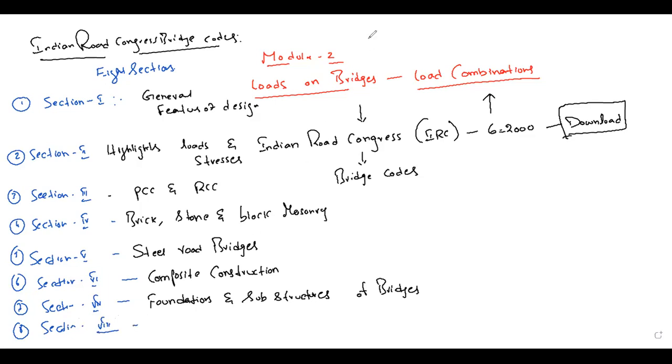Section 8 is finally about the bearings. If you want to know what the different types of bearings are and what the bearings do. So what do you mean by bearing? What is the purpose of a bearing? The purpose is that bearings will transfer loads from the superstructure to the substructure, isn't it? Okay. So that is the main purpose of bearings, right? So this is about the different types of bearings.